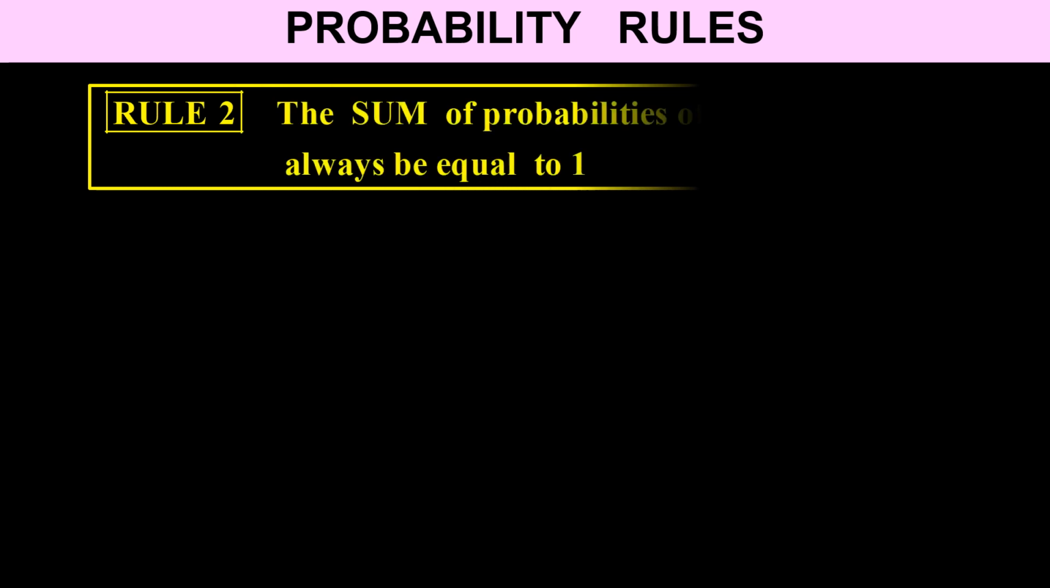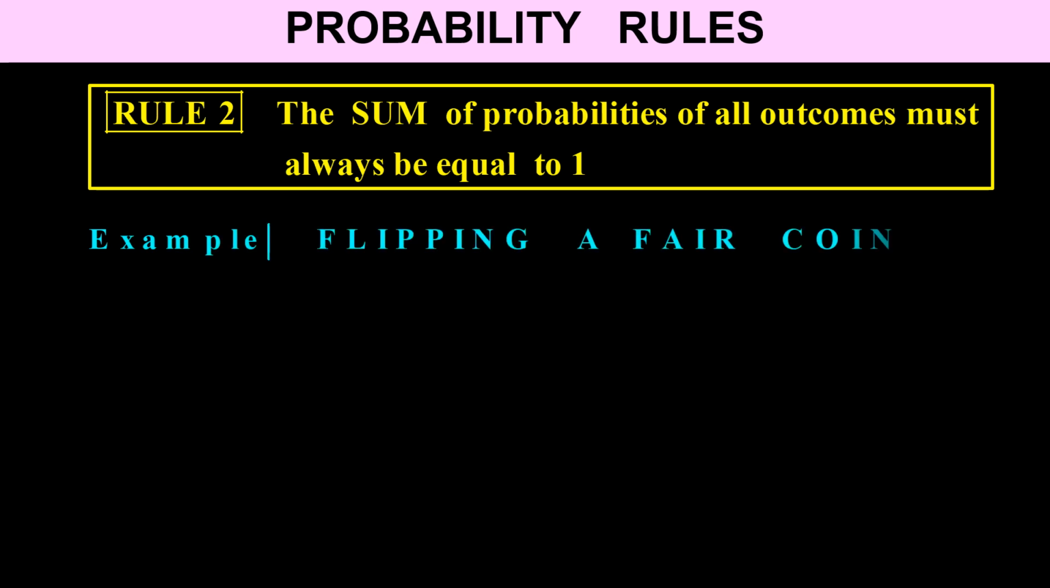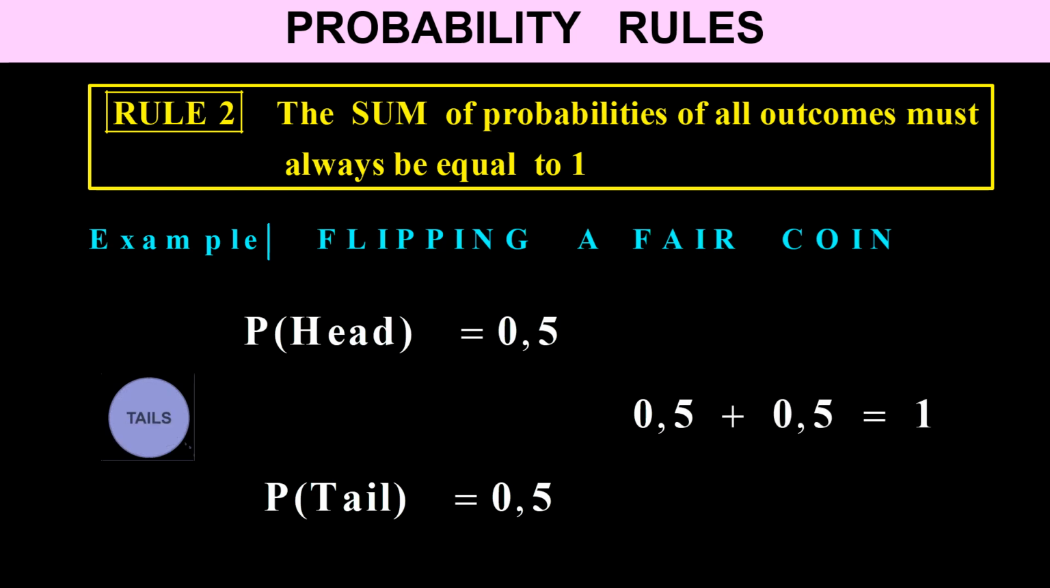Now let's look at the second rule. The sum of probabilities of all outcomes must always be equal to 1. What does that mean? Let's take an example. Flipping a fair coin. What do we mean by fair? In other words, we mean it's unbiased. It's not a doctored coin. So if I take a coin, I can flip it, and it can go either heads or tails, right? So the probability of a head, since there are only heads and tails, is 0,5 or 1 over 2. And the probability of a tail is 1 over 2, which is 0,5. And 0,5 plus 0,5 is exactly 1, right? That's what that rule explains.